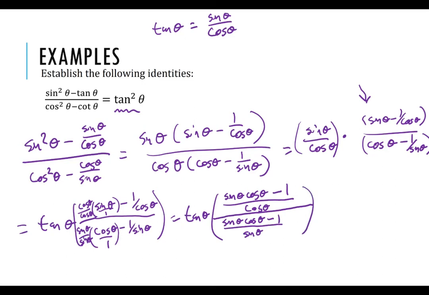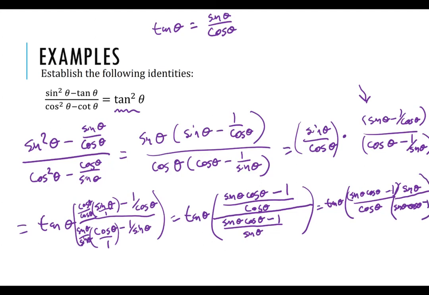Alright, I like this. Now I have a fraction divided by a fraction, which is fraction multiplication, so that's then going to be tangent of theta times, copy dot flip, sine of theta cosine of theta minus 1 over cosine of theta times sine of theta, all divided by sine of theta cosine of theta minus 1.